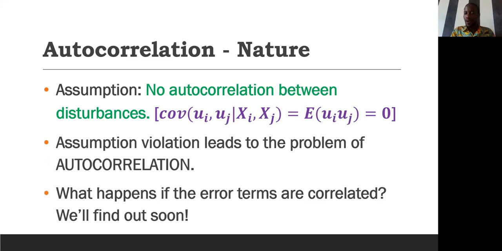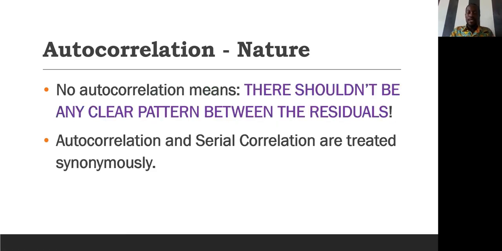And so what happens if the error terms are correlated? Of course, we're going to find out soon. So at the end of the day, no autocorrelation means that there shouldn't be any clear pattern between the residuals. So when you run your regression model, remember in our previous lessons, we could calculate the predicted value. In fact, when you have a model, you can predict the dependent variable using the data that you had, okay? So the difference between the predicted value and the actual value is called the error term or the residual. So when you calculate the residual for each observation, then that residual, when plotted on a graph, should not have a clear pattern, all right?